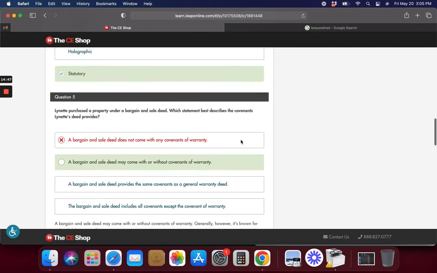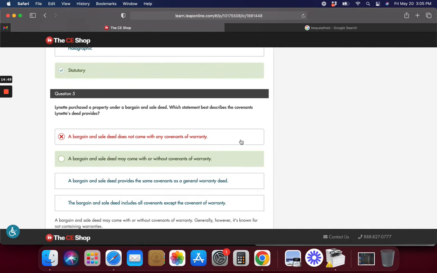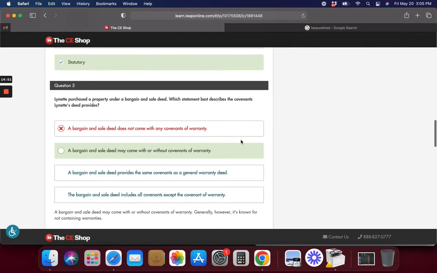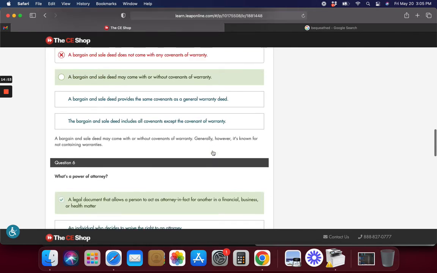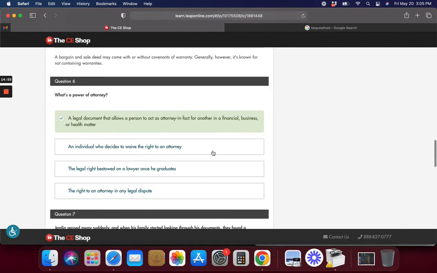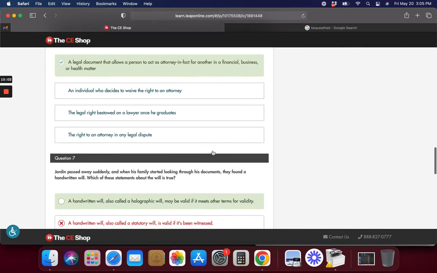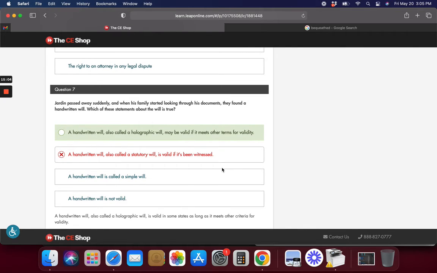Statutory. Bargain and sale come with or without covenants of warranty. Okay, with or without covenants of warranty. We need to remember this because they're going to start repeating some of these questions. What's a power of attorney? We got that one. This one is valid if it's been witnessed.